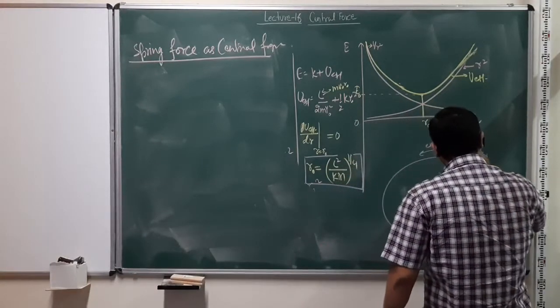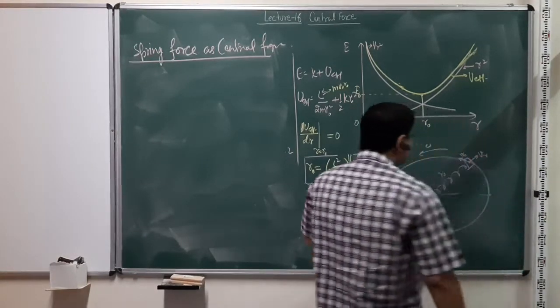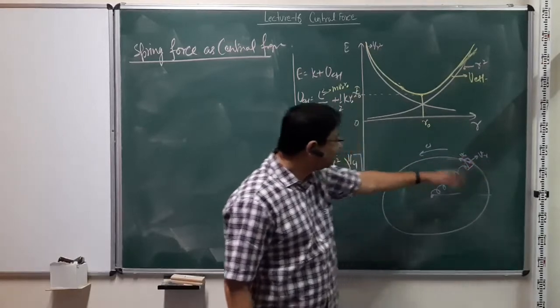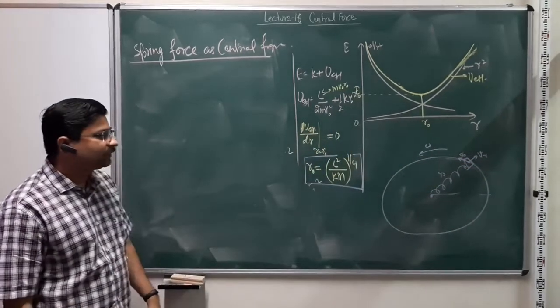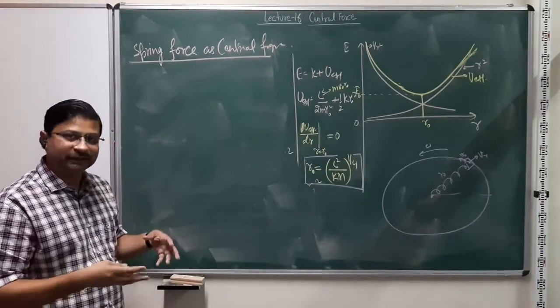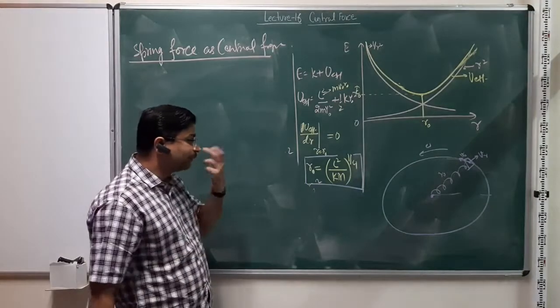So it had some velocity v naught, right? And now an additional vr is given in the radial direction. So now we want to see how the motion of the system changes, how the motion of the system evolves.